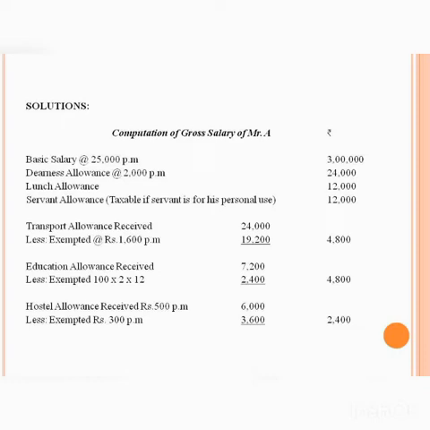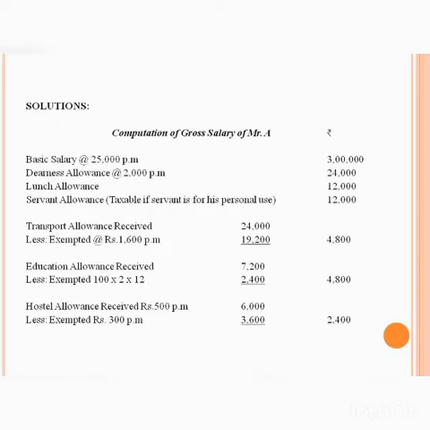Then you have to begin with basic salary, which is given in the question. So you write down into 12, it comes to 3 lakhs, write down in the outer column. Then dearness allowance, since it's fully taxable, write down in the outer column. Lunch allowance, fully taxable, write down in the outer columns. Servant allowance, personal use, fully taxable, in the outer column.